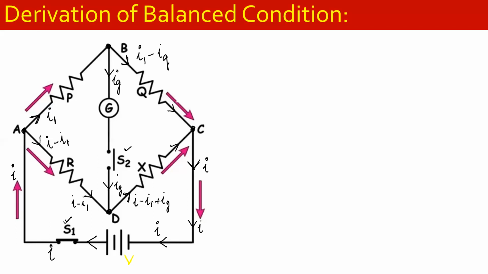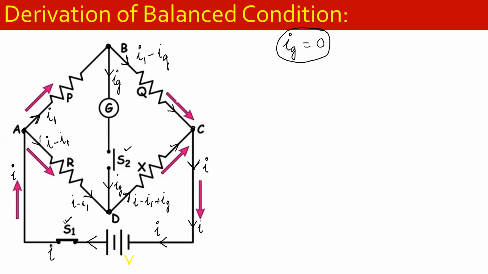Now, what we have to do is apply KVL. This distribution we have done with the help of KCL. Now we are applying Kirchhoff's voltage law. For this, we have to identify how many unknown resistances are there. As we can see, we are having 3 resistances, and to reach the balance condition, we have to assume that Ig must be 0. Only then we can say that the bridge is in the balanced condition.